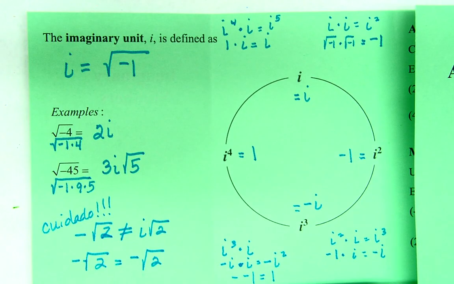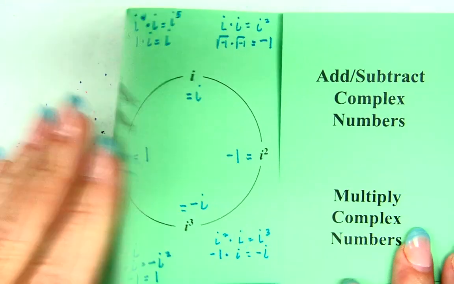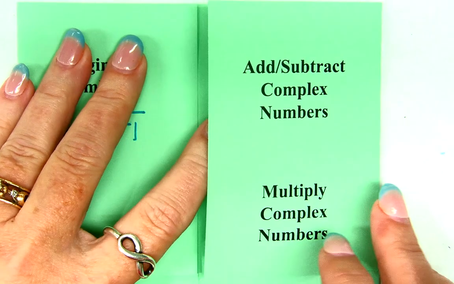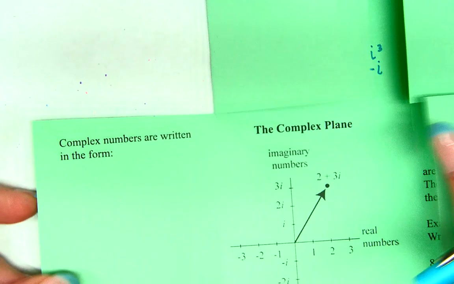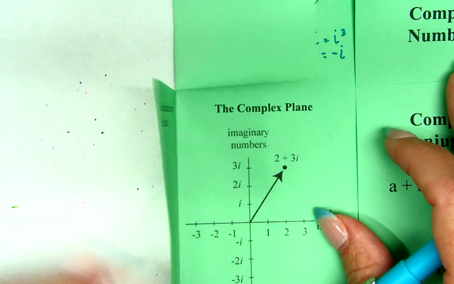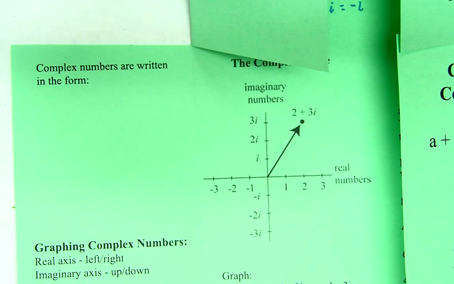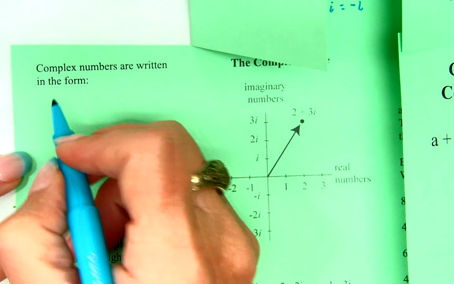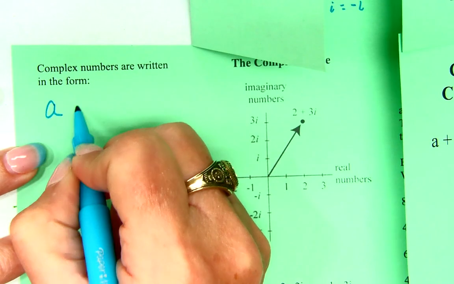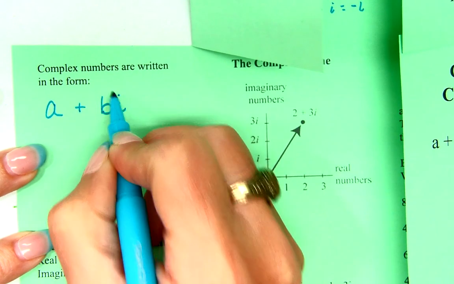We okay so far? Okay, let's go over to add and subtract complex numbers. Nope, I don't want to do that. I want to go down to complex numbers a plus bi. Okay? Complex numbers are written in the form a plus bi.